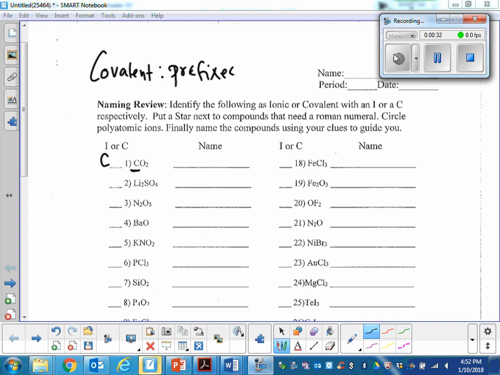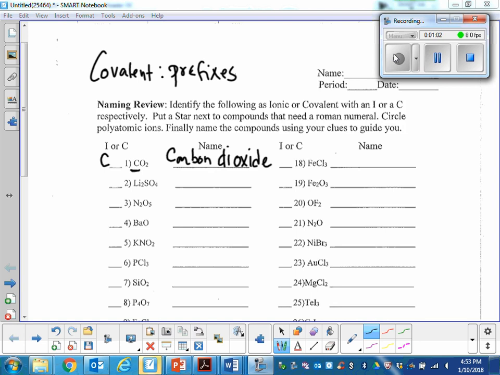Now, what are prefixes? Prefixes are words like mono, di, tri, tetra, etc. Before you take the quiz, make sure you have memorized these prefixes and you are telling it to the person who's sitting next to you. Okay? So in this case, carbon doesn't have any subscript, so we just write the name of the first element, which is carbon. There's 2 oxygen, so that gets a subscript di, and it becomes oxide: carbon dioxide.